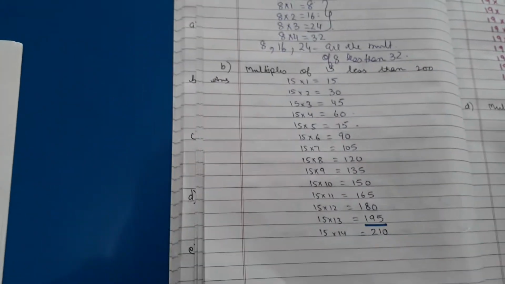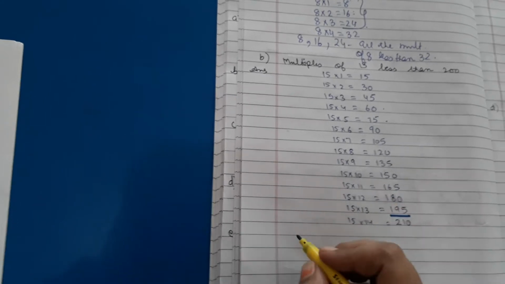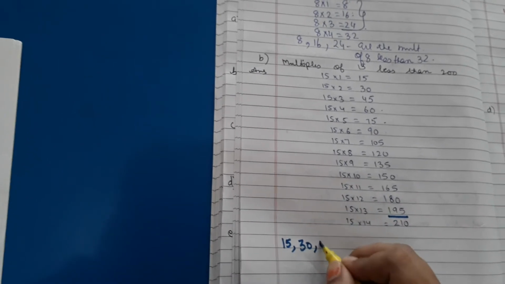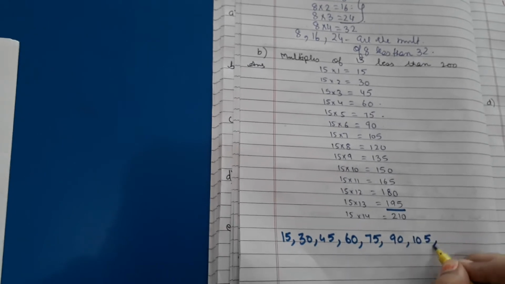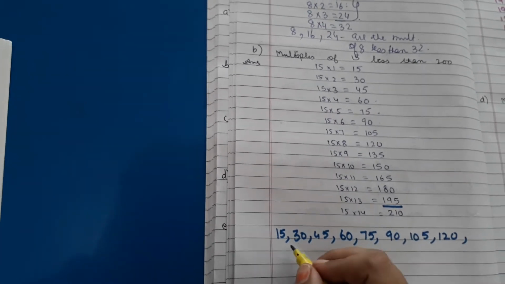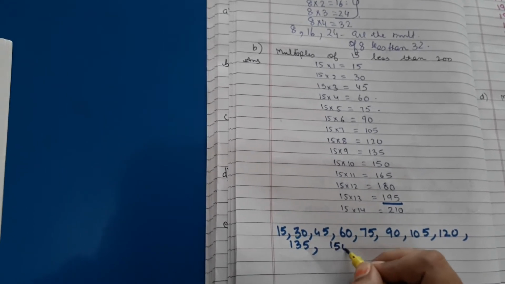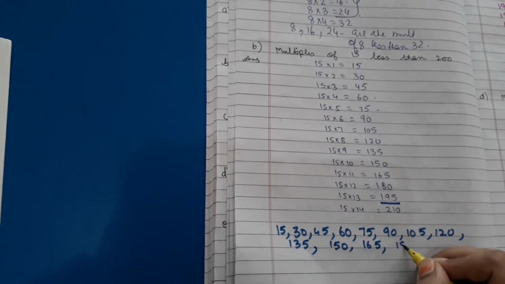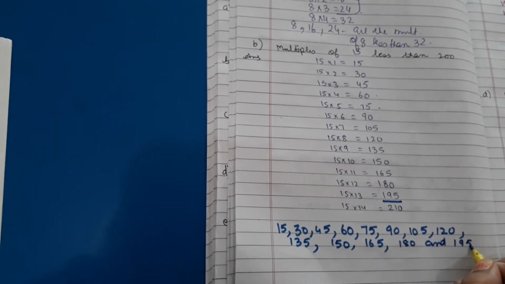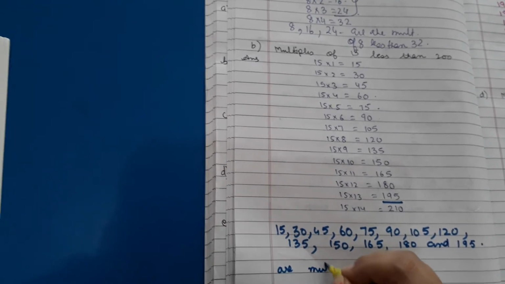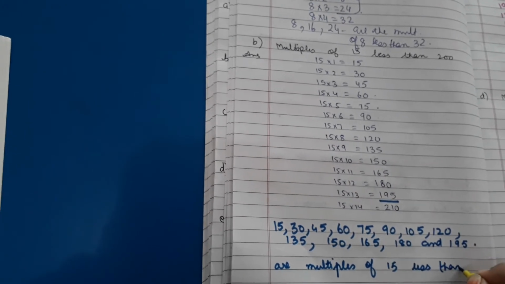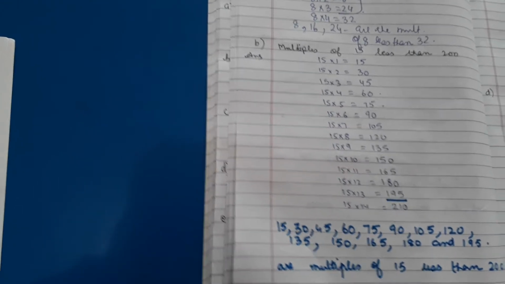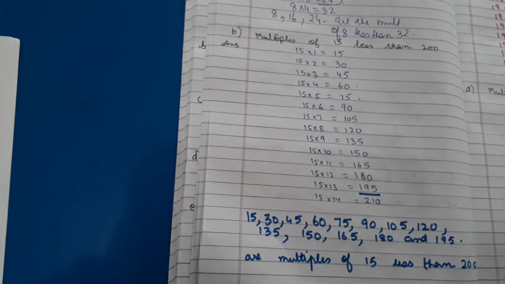195. So the multiples of 15 less than 200, they are 15, 30, 45, 60, 75, 90, 105, 120, 135, 150, 165, 180 and 195 are multiples of 15 less than 200.